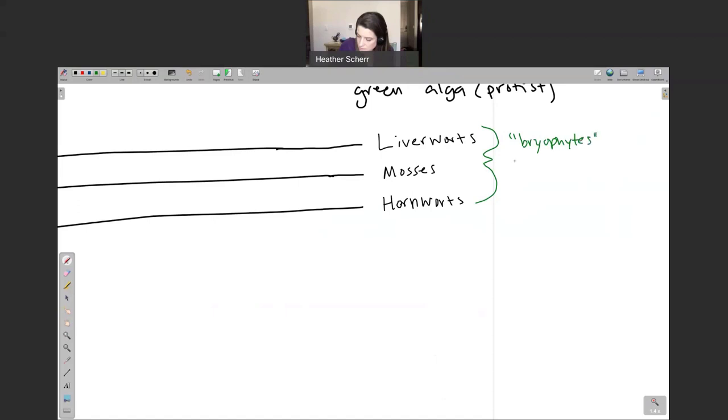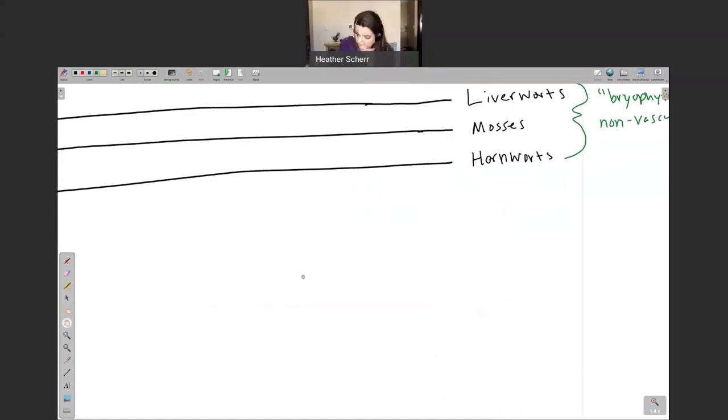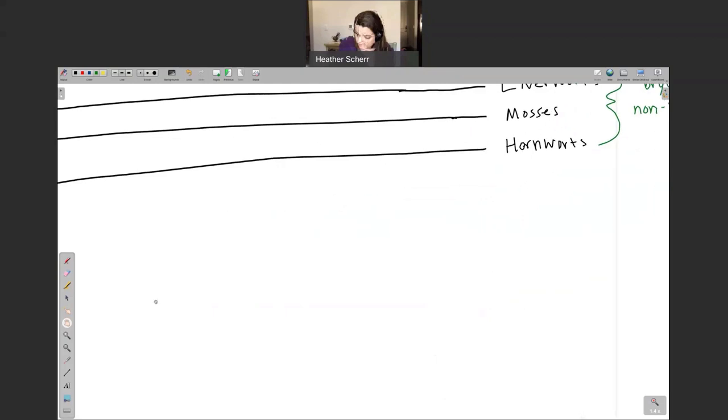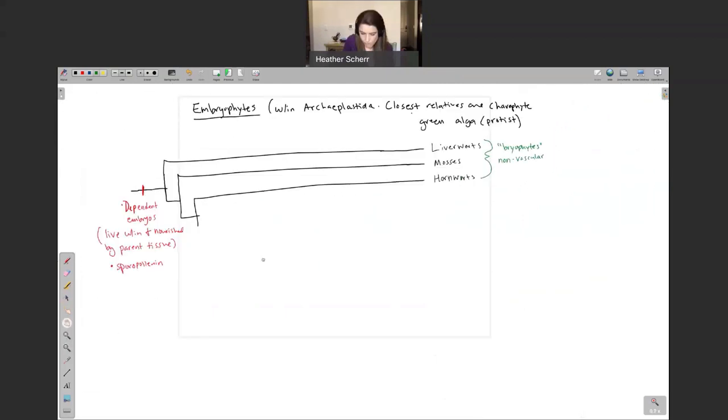Which are non-vascular plants. They stay small because they don't have the vasculature to transport water, minerals, and nutrients like sugars very far around. So they're small. They still live close to water. These guys have sperm that swims.